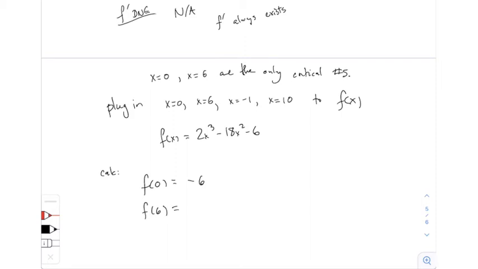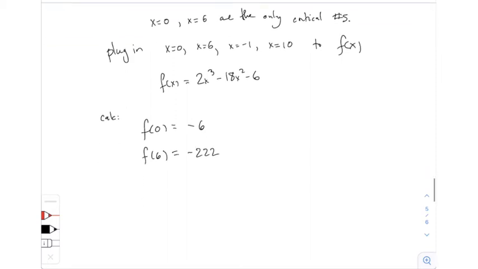I got f of 6 equals negative 222. F of negative 1 is negative 26. And f of 10 is 194.